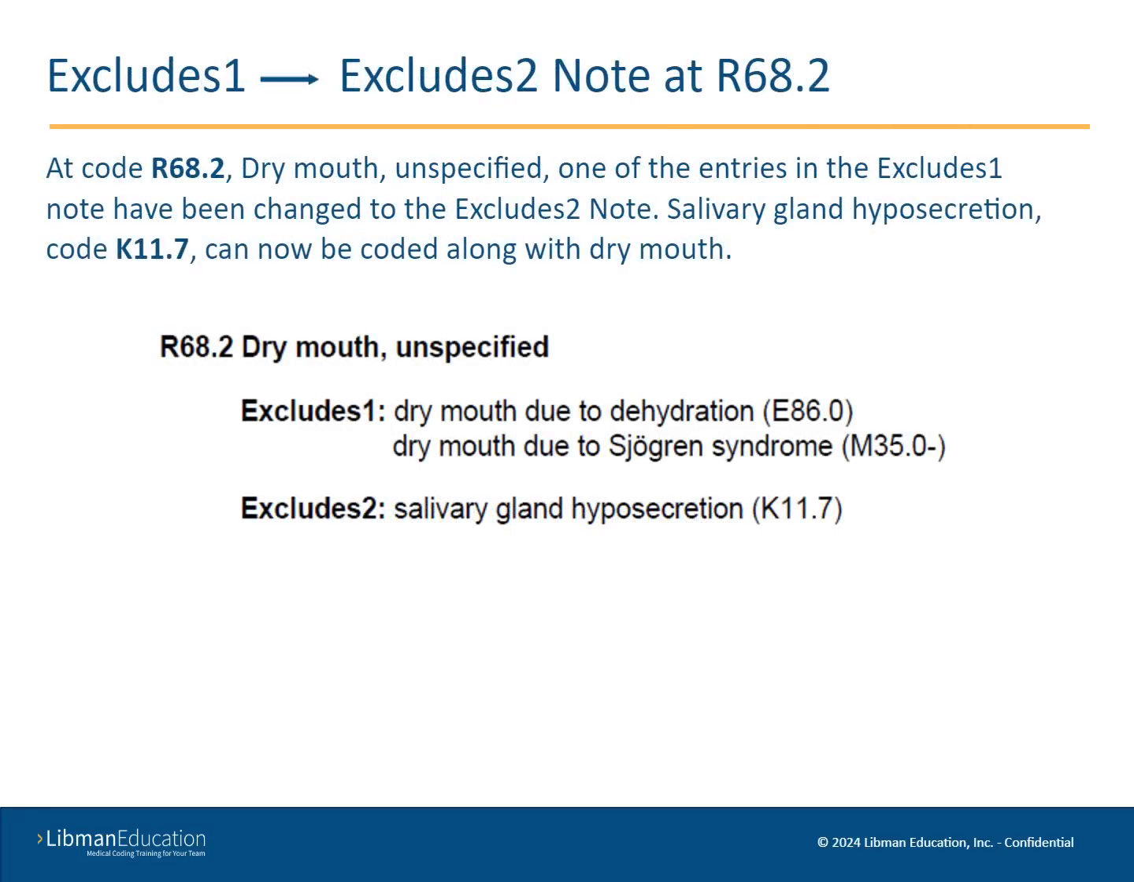At code R68.2, dry mouth unspecified, one of the entries in the Excludes 1 note has been changed to an Excludes 2 note. Salivary gland hyposecretion, code K11.7, can now be coded along with dry mouth, meaning dry mouth is not exclusively a symptom of salivary gland hyposecretion. There could be other reasons for the dry mouth. So if documentation supports, we can code these two codes together.